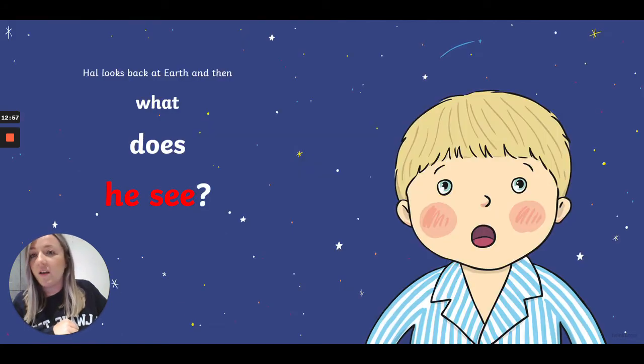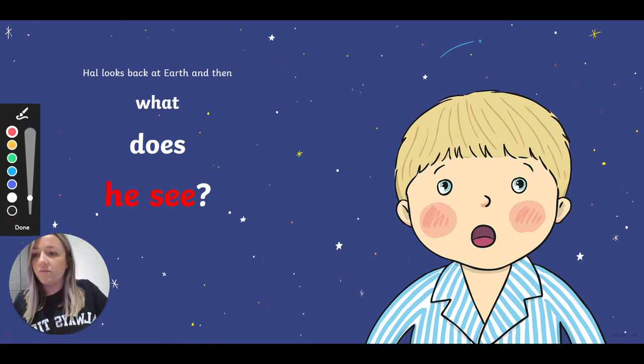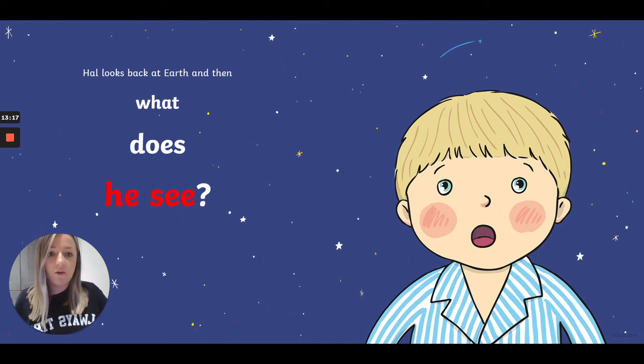Hal looks back at Earth, and then what does... Tricky word there. Can you remember what that tricky word is? What does he... And let's sound out this word. See. And what does he see? What do you think he sees when he looks back to Earth?